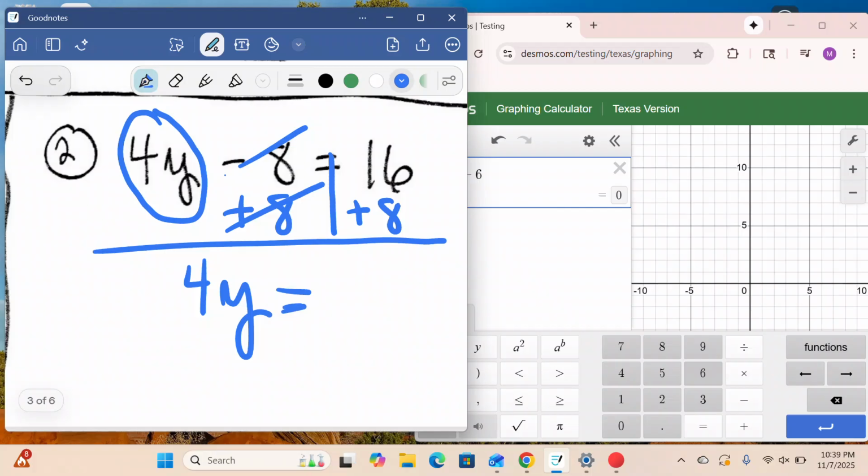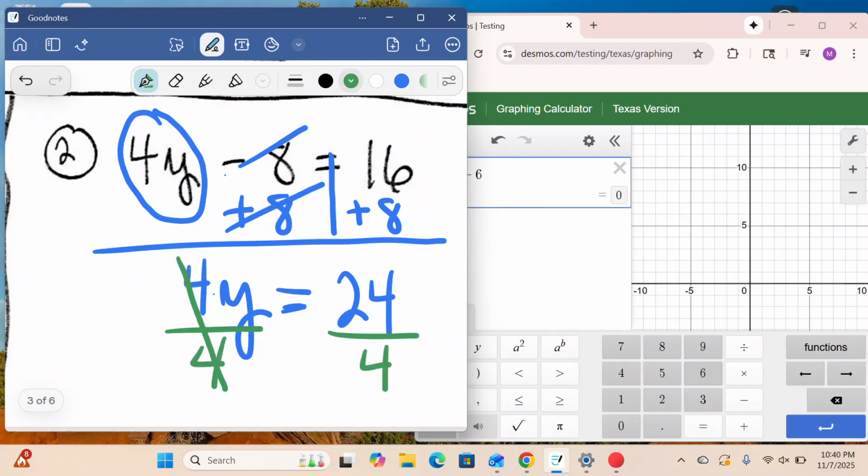And then I'm going to add 16 plus 8. 16 plus 8 is 24. So the way I see this is it's 4 times y equals 24. Got to get rid of that 4. So how do I get rid of the 4? I divide both sides by the number next to the letter, which is 4.